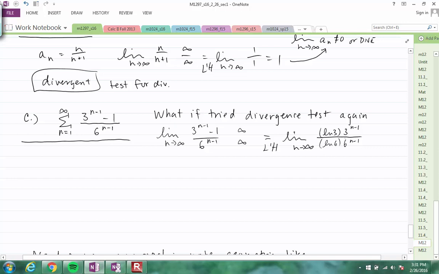And so then note here, we can write this together. Actually, let me put my constants out front first: ln 3 over ln 6 is a constant, times (3/6)^(n-1). Looking at this, because 3/6, or 1/2, is less than 1, and technically bounded by -1 and 1, we can say this limit is 0 times the constant, which is 0.